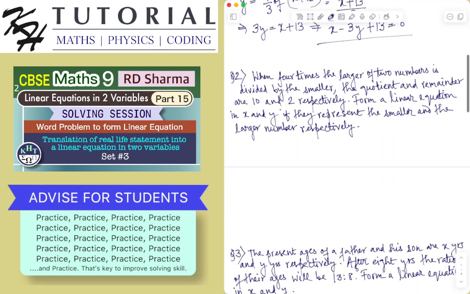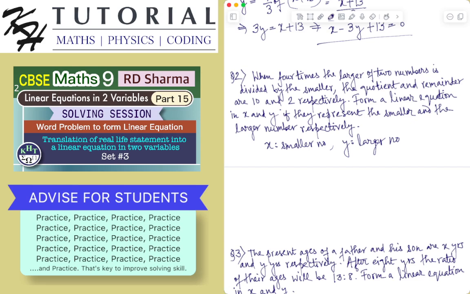When 4 times the larger of two numbers is divided by the smaller, the quotient and remainder are 10 and 2 respectively. Form a linear equation in x and y if they represent the smaller and the larger number respectively. So variable x is representing the smaller number, and the variable y is the larger number.